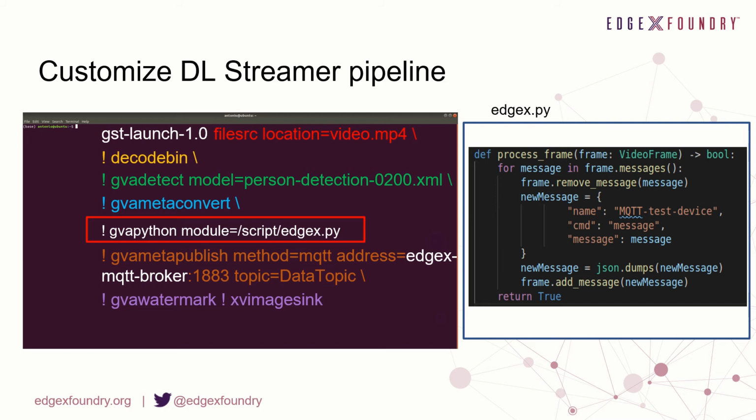Now, pay attention to the gvametapublish command. If we run this pipeline inside the Docker container that is already joined into the EdgeX network, now instead of the 127.0.0.1 URL or IP address, we need to change that to the MQTT broker host name for EdgeX. In this case, it's called edgex-mqtt-broker.